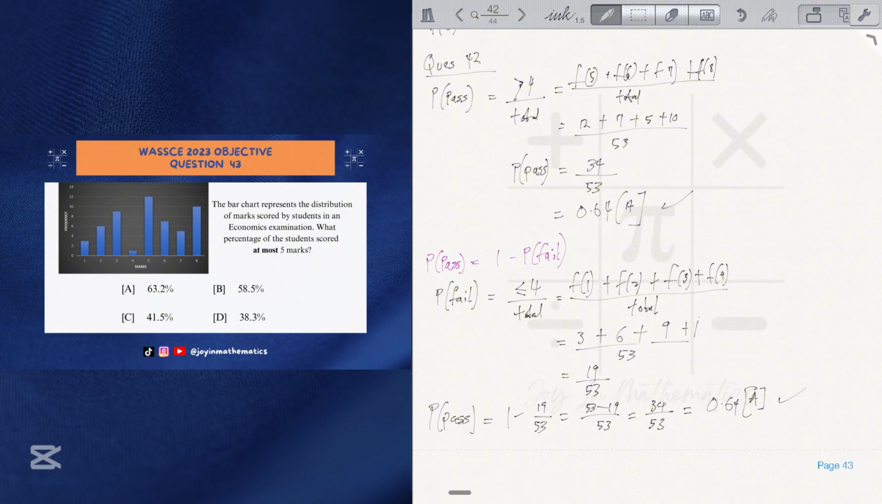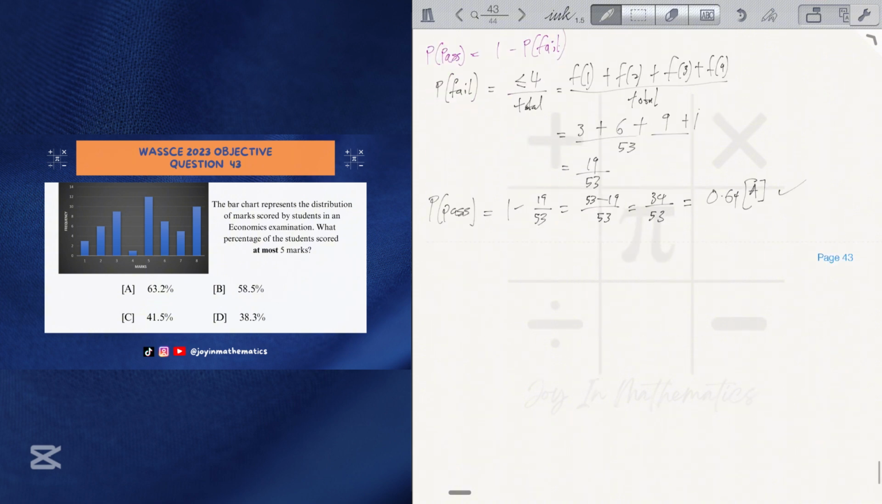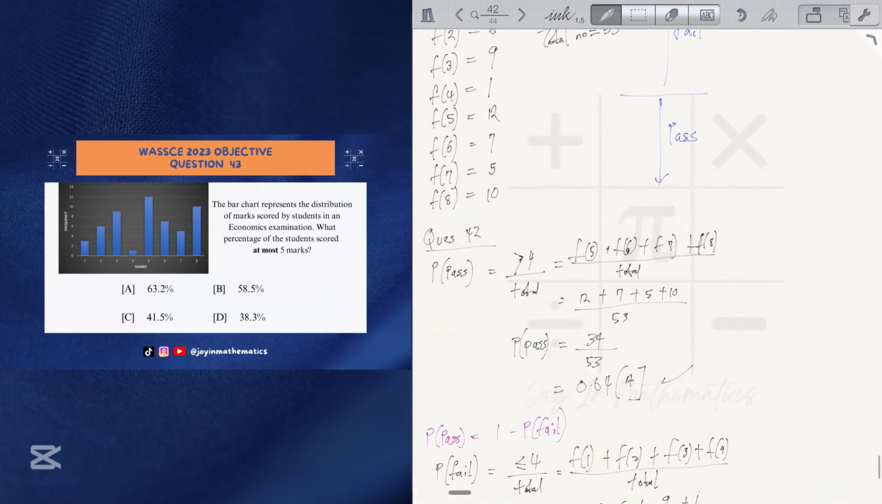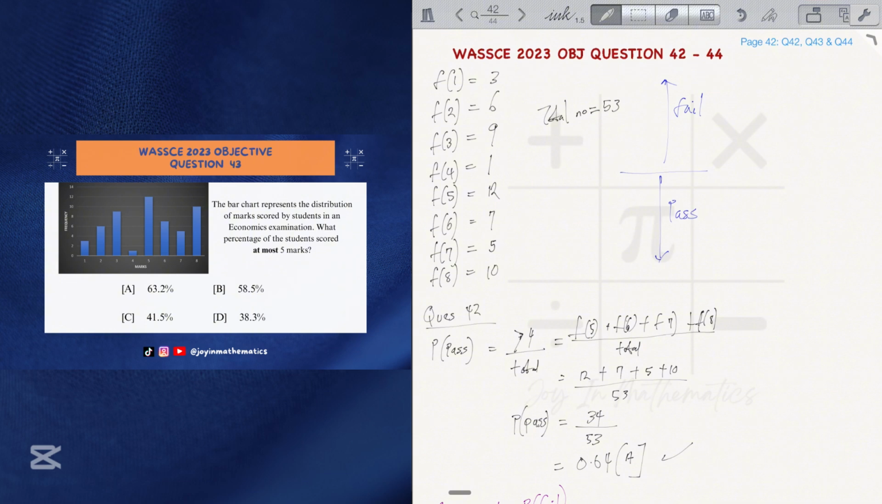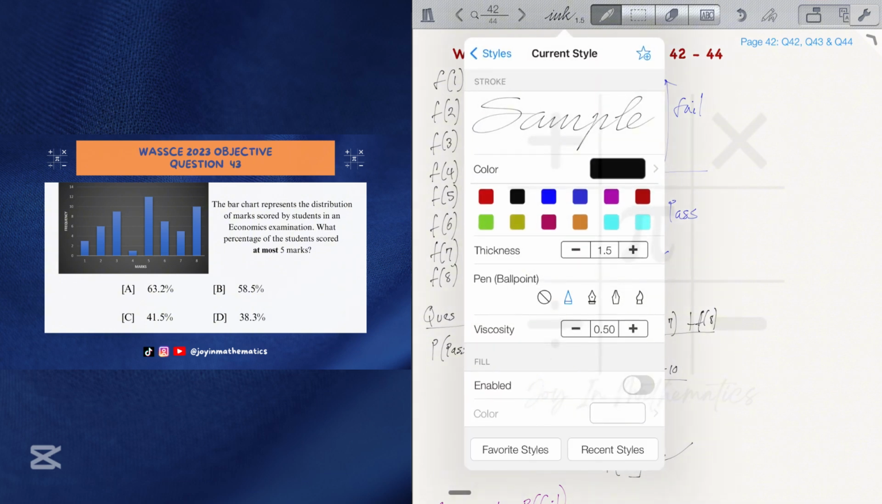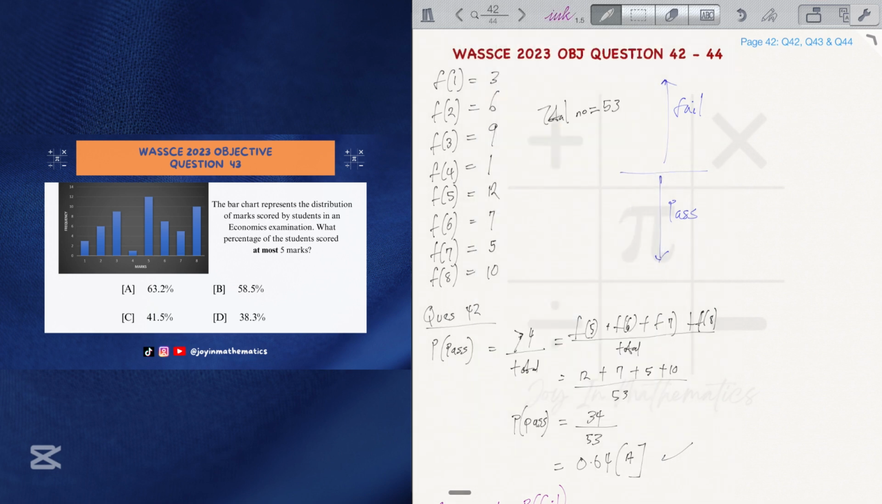Now let's move on to question 43. The bar chart represents the distribution just like we had in the previous question. The question says, what percentage of the students scored at most 5 marks? At most 5 marks means you can score from 1 down to 5, but the maximum is 5.